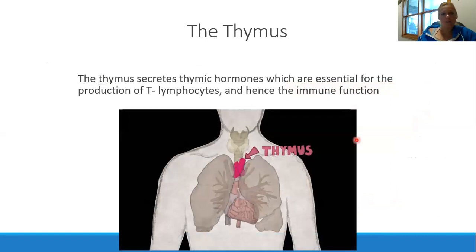Thymus. The thymus is going to secrete thymic hormones. Again, here you can see it is decent size. Check this out. You got your heart here, and then the thymus sits directly superior, and it lies medial to both of your lungs. So it's essential for production of T lymphocytes, so it's important for immune function. That's pretty much it. Nothing too detailed with the thymus.